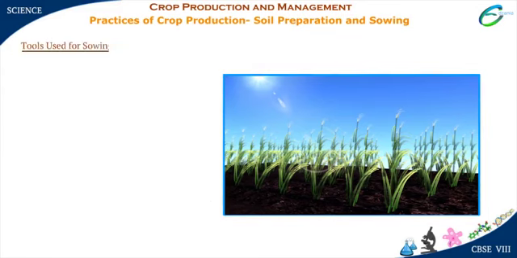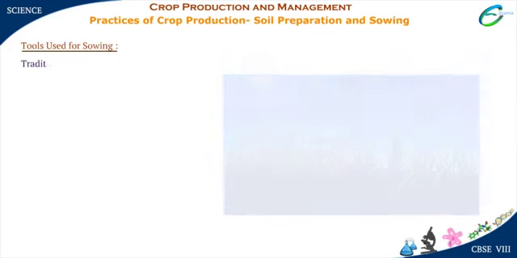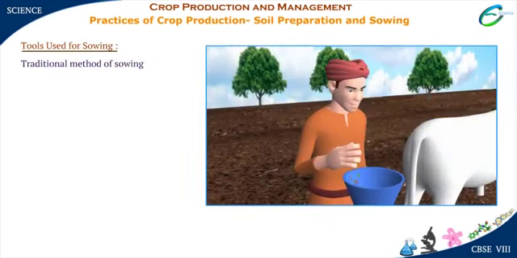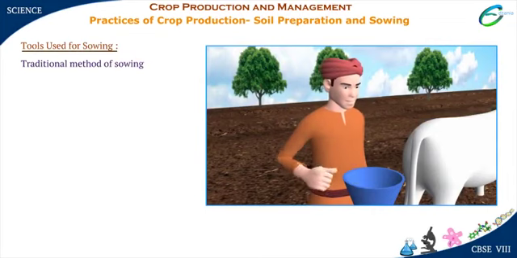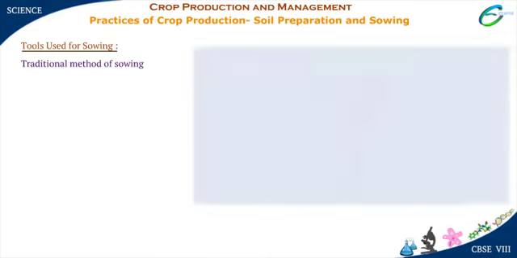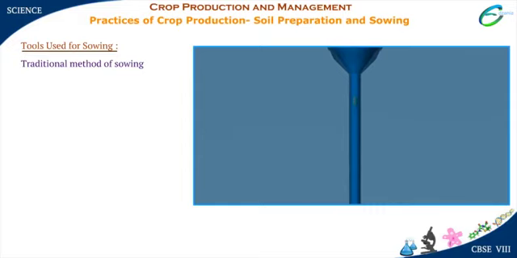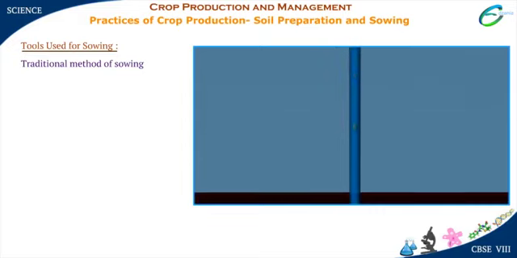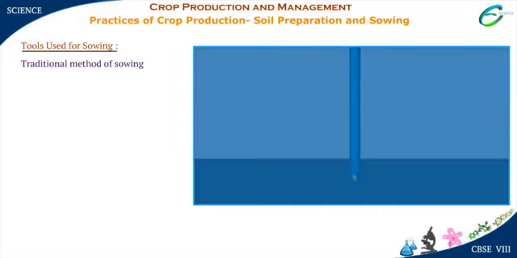Tools used for sowing. Traditionally, farmers used a funnel-shaped tool attached to two or three pipes having sharp ends that pierce into the soil. The seeds are passed from the funnel through the pipes and placed into the soil.